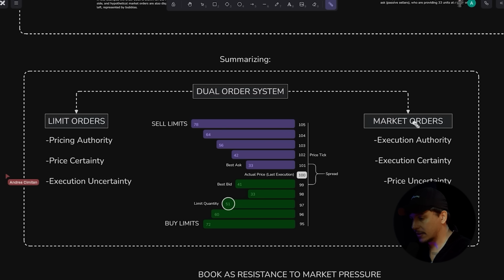Market orders have execution authority and execution certainty, because when you press buy market, it's a guarantee that you will be executed, but you don't know where. You don't have price certainty, because you can be filled. For example, you can press buy market at 101 and be filled at 102, because maybe your order experienced slippage. That's the reason they have different features. Market orders have price uncertainty and limit orders have execution uncertainty.